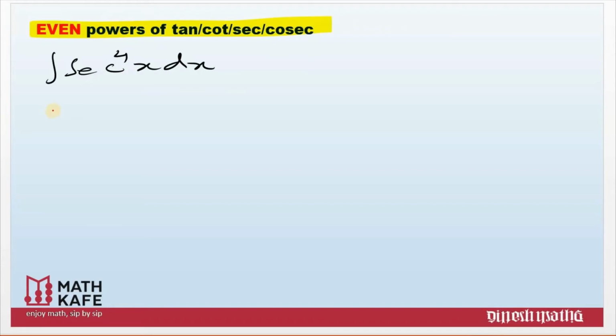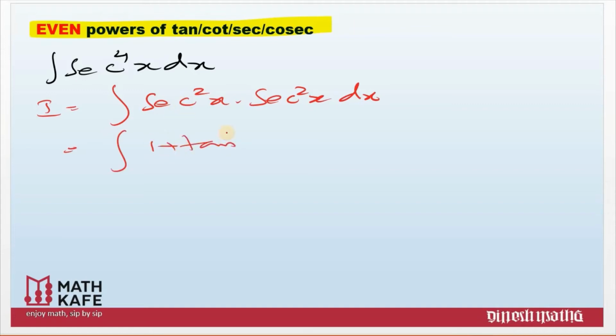How do I integrate? First write I equal to, we don't know sec raised to 4x, but we know the sec square x integral. So write sec square x into sec square x dx. Can we say it is tan x into tan x? Absolutely wrong. There is no product rule like that, so you can't do that. But one thing you can do, instead of one sec square x, you can write 1 plus tan square x into sec square x dx.